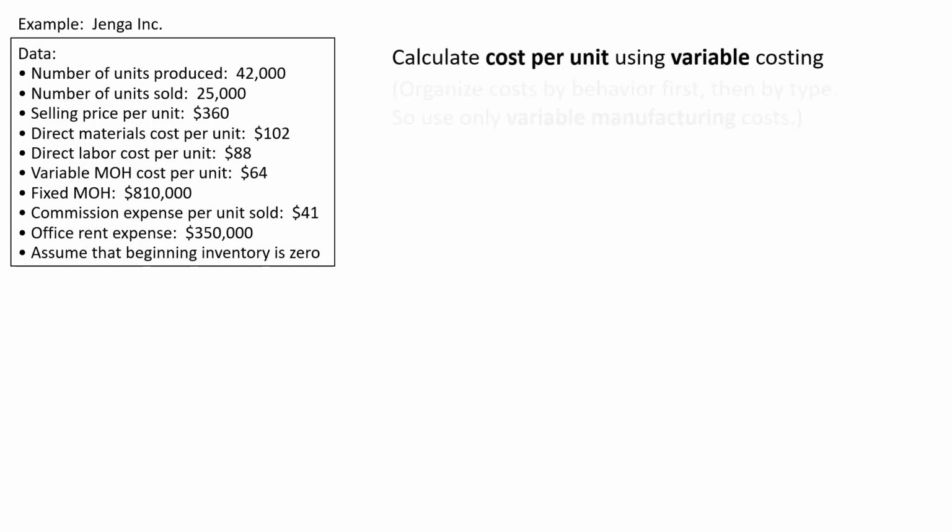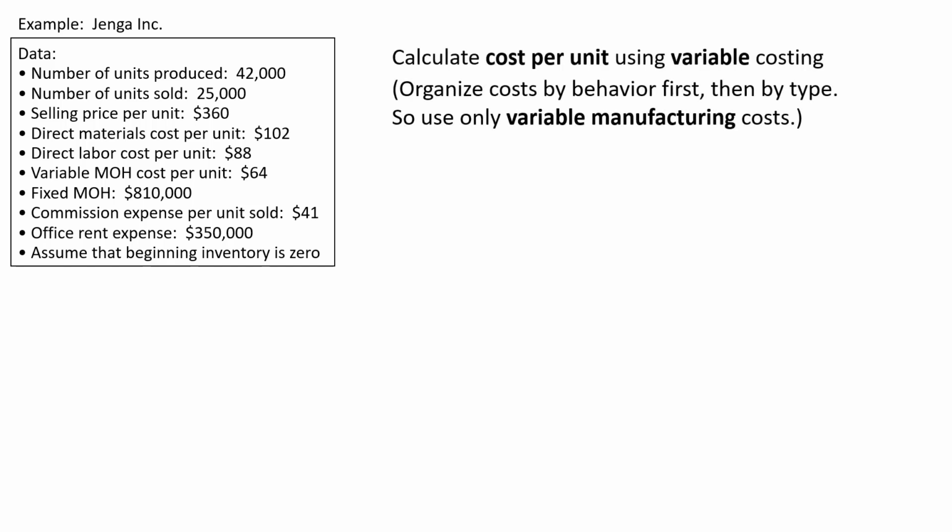Now let's calculate our cost per unit using variable costing. This time, when you look through the data provided, you're focusing first on cost behavior, looking for variable costs. Then, from the variable costs, we grab any that are also manufacturing costs. We want only costs that are both variable and manufacturing. We find 3 costs that meet both criteria.